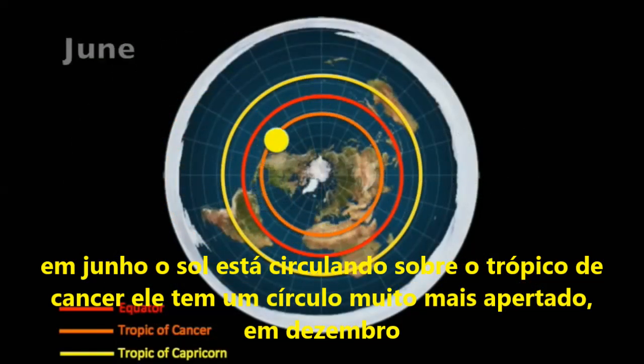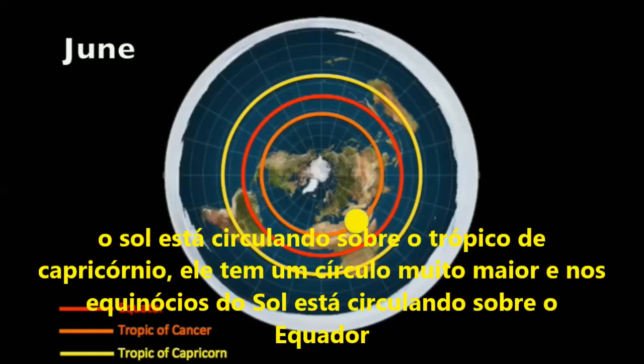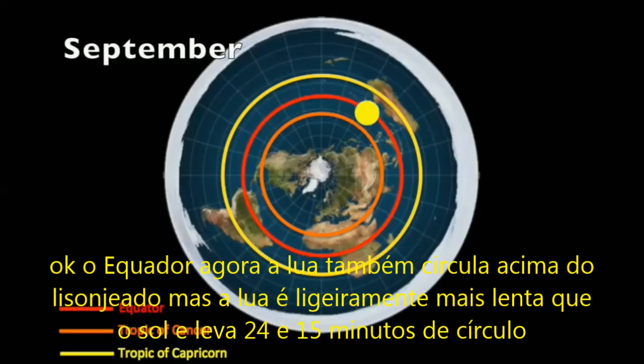In June, the sun is circling over the Tropic of Cancer. So it's got a much tighter circle. In December, the sun is circling over the Tropic of Capricorn, so it's got a much bigger circle. And at the equinoxes, the sun is circling over the equator.